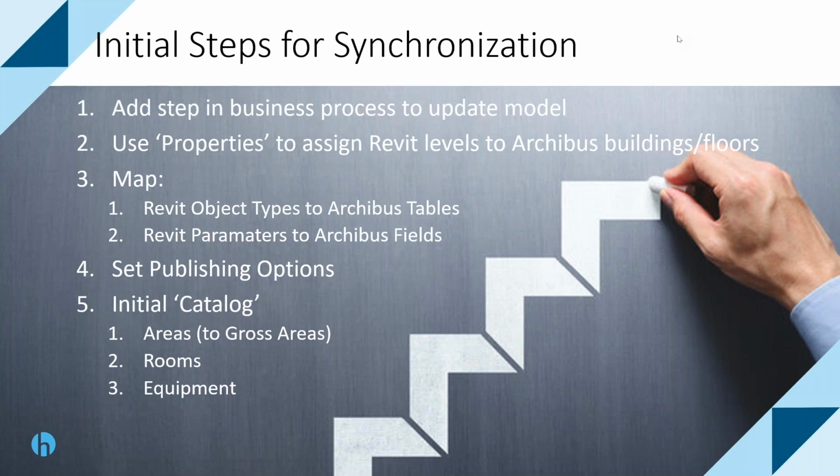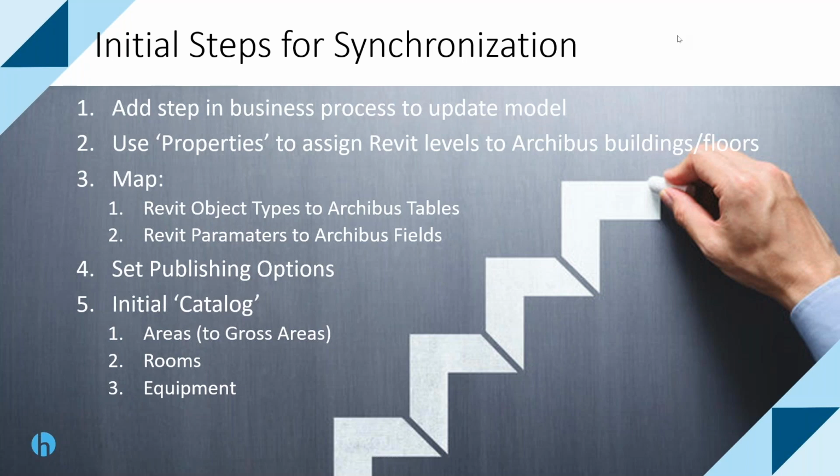So one of the things you need to do is map, number 1, objects in the model to tables in Archibus. Archibus already has a default mapping, which says Revit area objects map back to the rooms table or the gross area table. Room objects map back to the room table. Mechanical specialty equipment and furniture systems map back to the equipment table, and so on. So those mappings already exist, but you need to verify that's how you want to map them. You should always double check those.